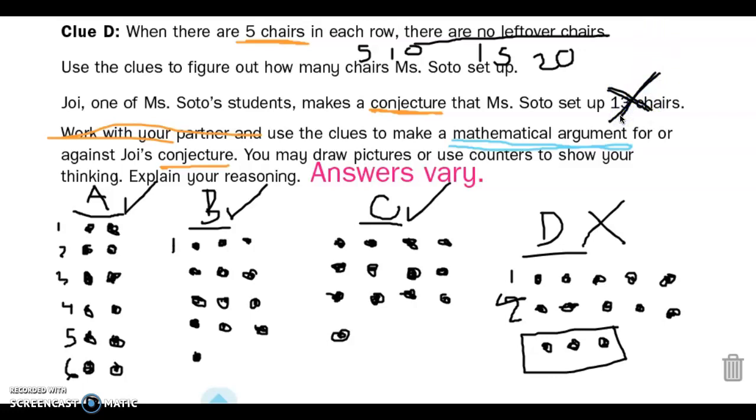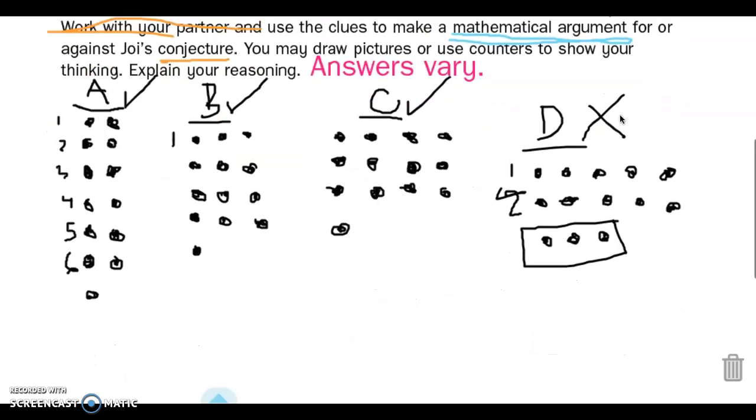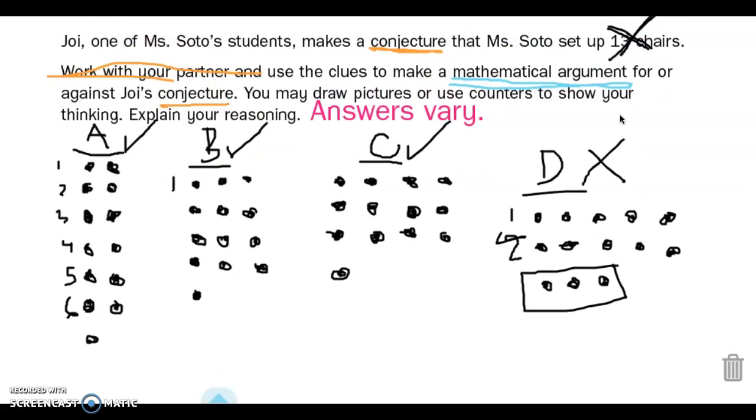Okay, in your worksheet packets, we have the same problem and we're going to find some solutions for it. So you can go and watch the other videos and follow along in your packet.